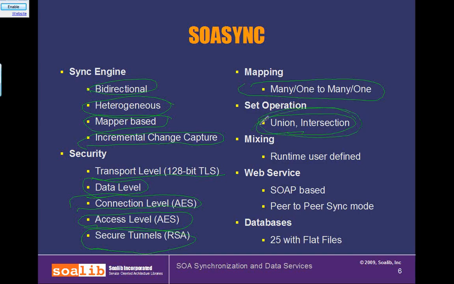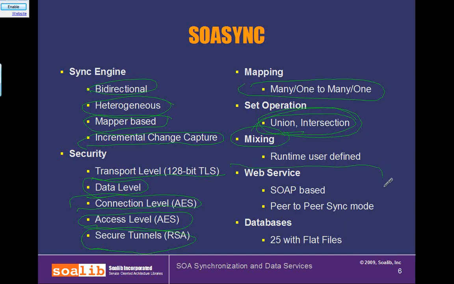Intersection means finding the common rows or columns in two shared databases. Mixing means that I can add some of my own data when I receive the data from the databases. So for example, if I get a number from a database and I want to compute some equation on that, that can be done during the mixing operation.